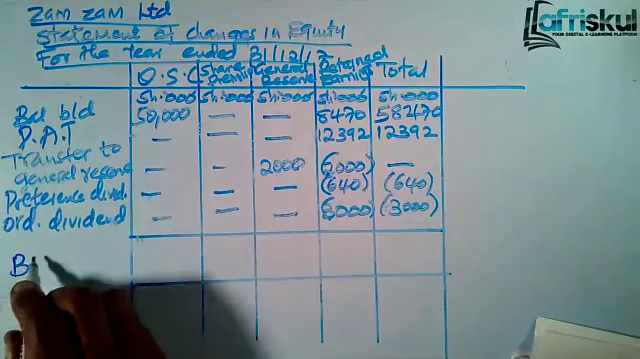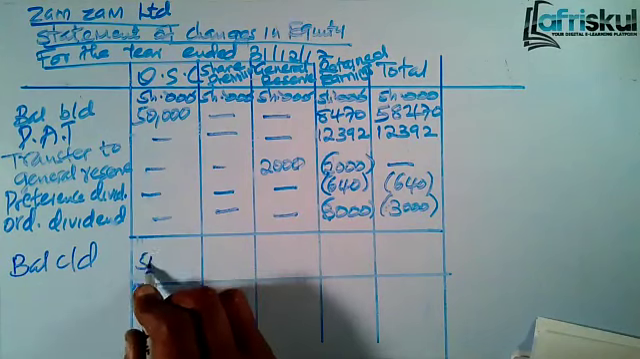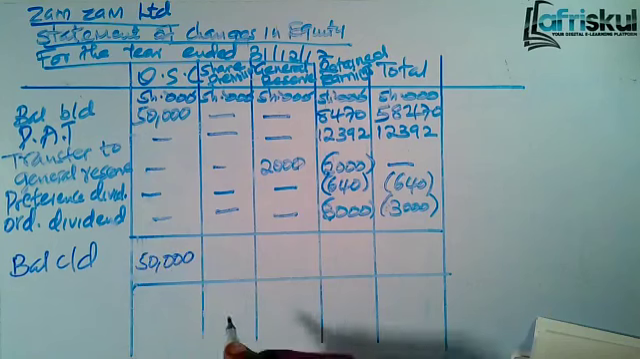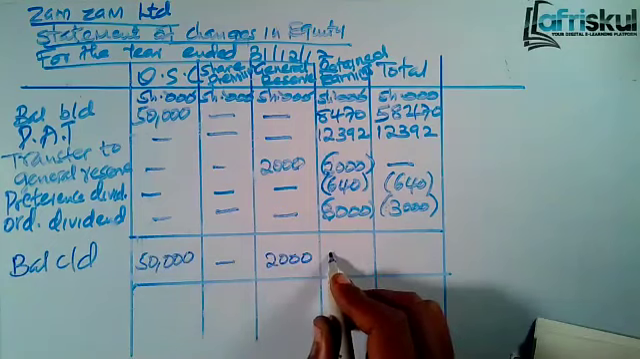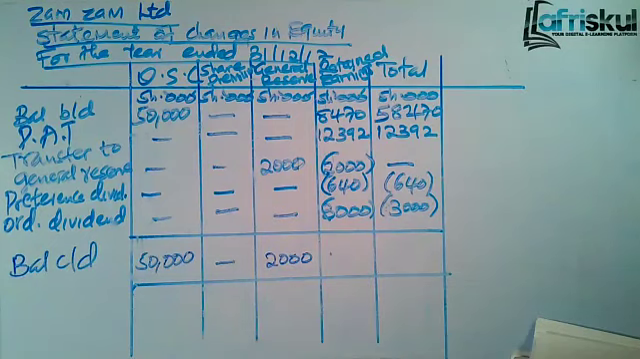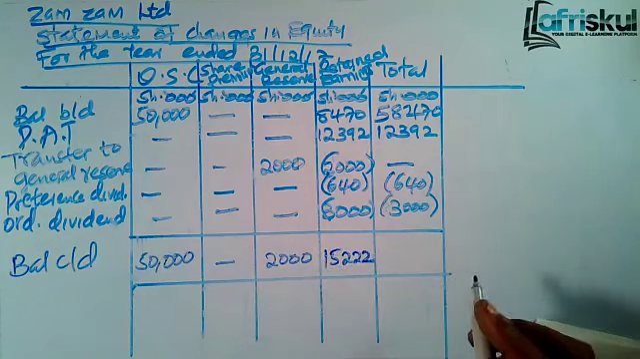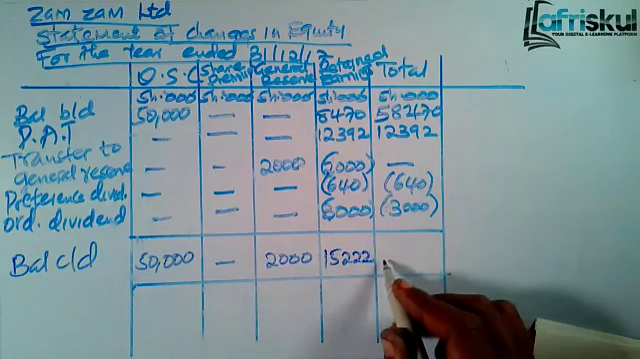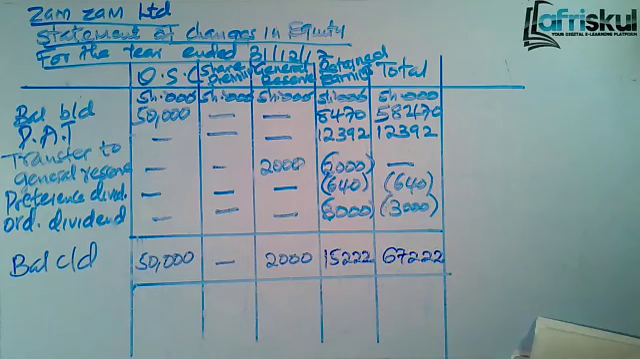So balances carried down. In the case of the ordinary shares, there was no issue of shares, so it's 50,000. Share premium, we don't have that amount. This is 2,000. This one, after I've done with my calculator, I'm getting 15,222. And then for the last one, the total, 67,222. So that is how you prepare the statement of changes in equity.